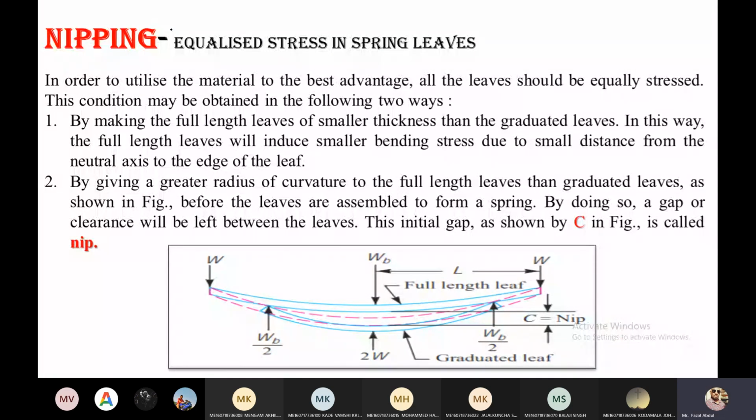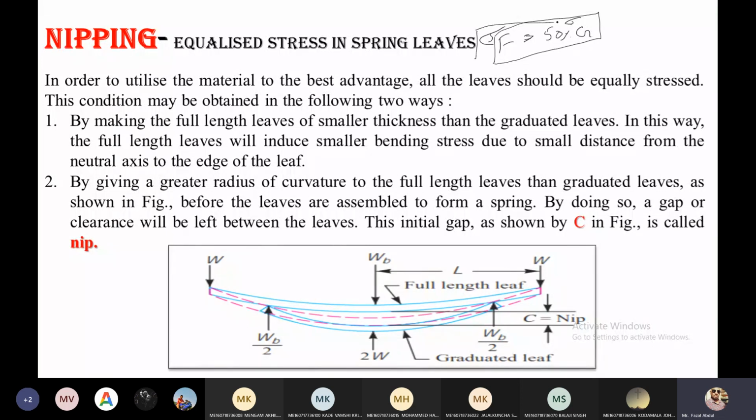What is nipping? Yesterday we discussed one topic: the full length leaf having 50% more stress than the graduated leaf. So in which criteria is this point raised? In the stress criteria. The stress in the full length leaf is 50% greater than in the graduated leaf. This is what we discussed yesterday.